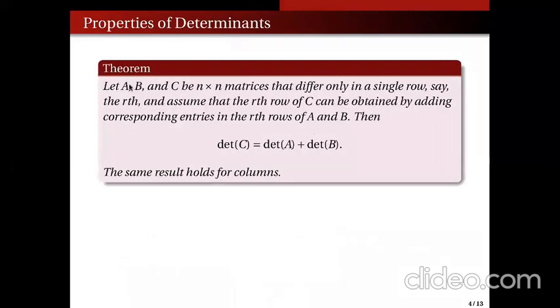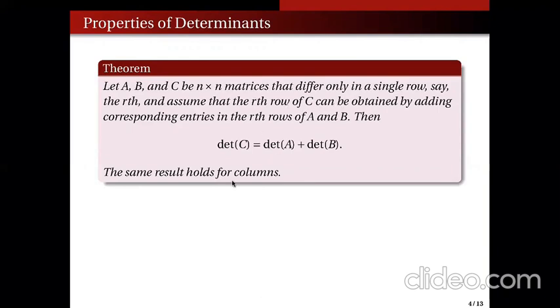However, suppose we have three matrices A, B, and C, and these three matrices have the same size n by n, and all of them have the same entries except only in a single row, say row r. And suppose the rth row of C can be obtained by adding the corresponding entries of the rth rows of A and B. So all of the entries of A, B, and C are the same except for the rth row, and the rth row of C is equal to the rth row of A plus the rth row of B. Then the determinant of C equals the determinant of A plus the determinant of B.